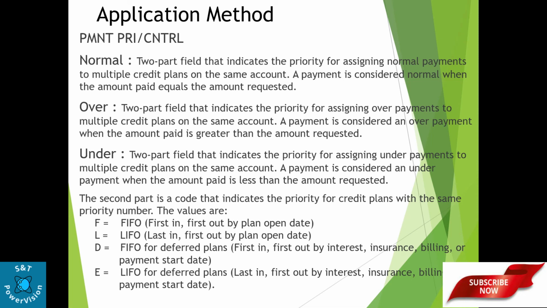The second part is a code that indicates priority for credit plans with the same priority number. The values are F means FIFO, L means LIFO, D means FIFO for deferred plan, first in first out by interest, insurance, billing or payment started. E means LIFO for deferred plan, last in first out by interest, insurance, billing or payment started.